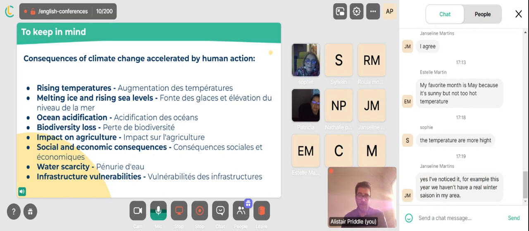Okay, absolutely. So I'm going to read through that list again. Rising temperatures, melting ice and rising sea levels, ocean acidification, biodiversity loss, impact on agriculture, social and economic consequences, water scarcity, and infrastructure vulnerabilities. Okay.